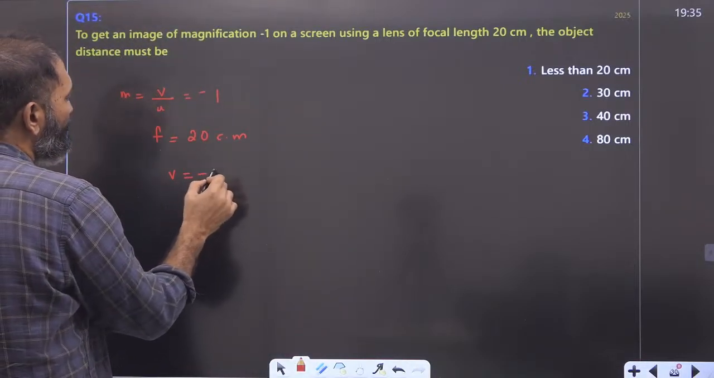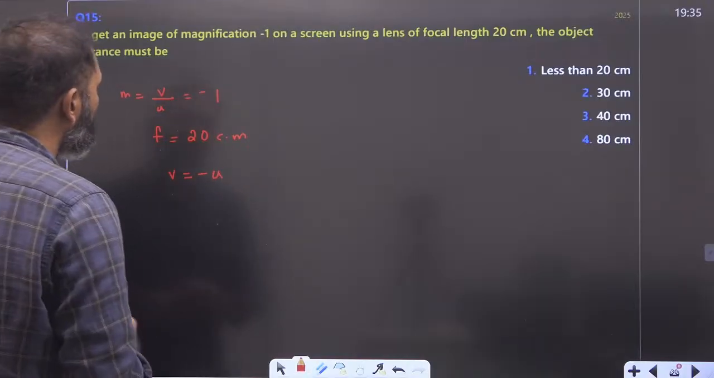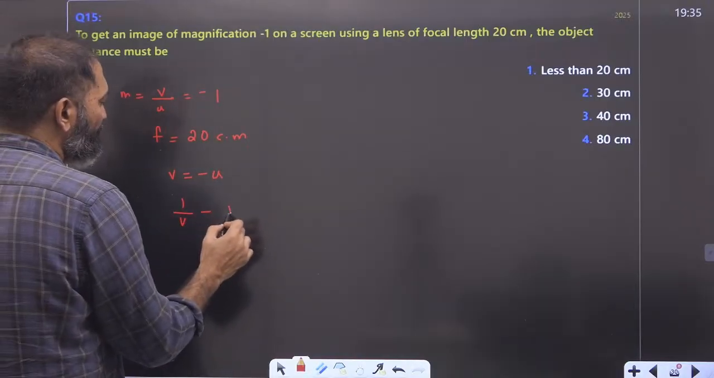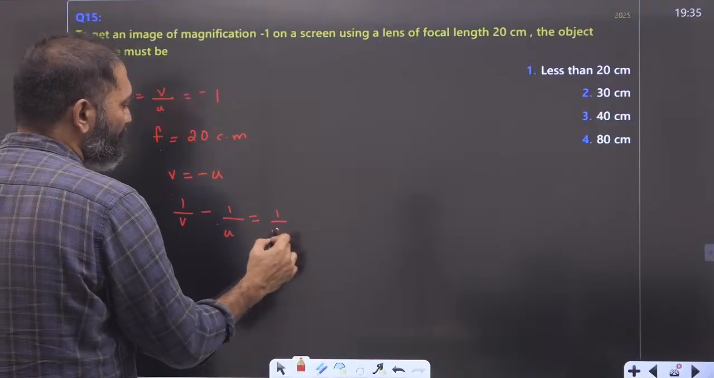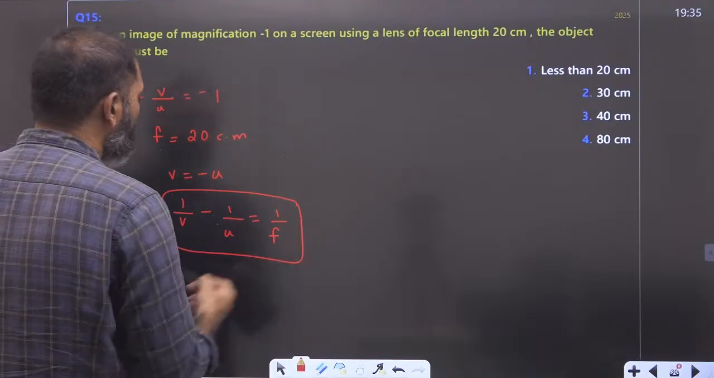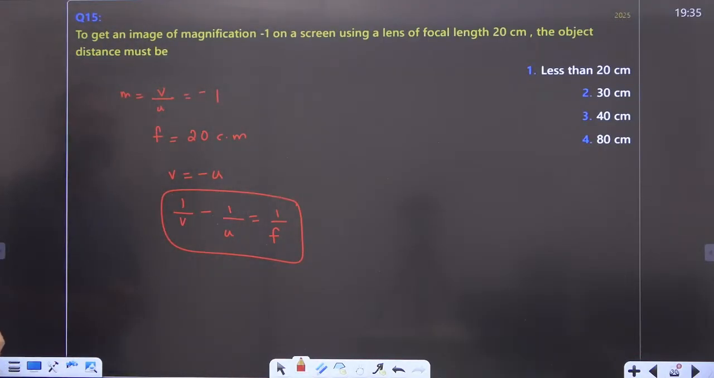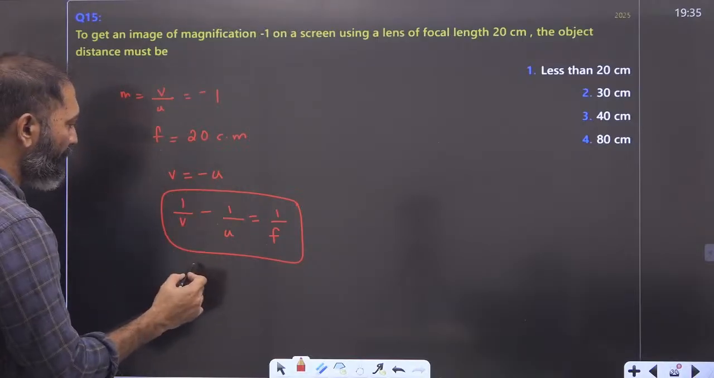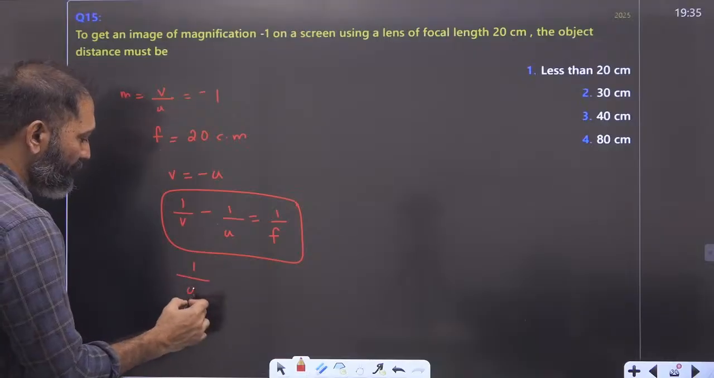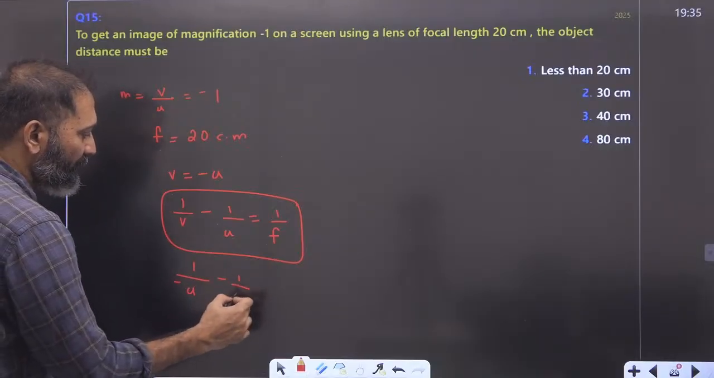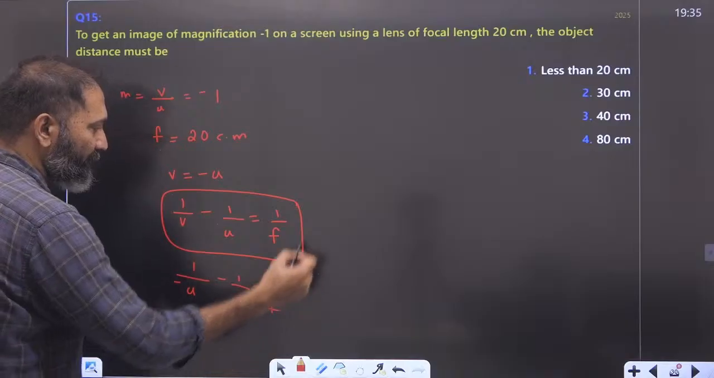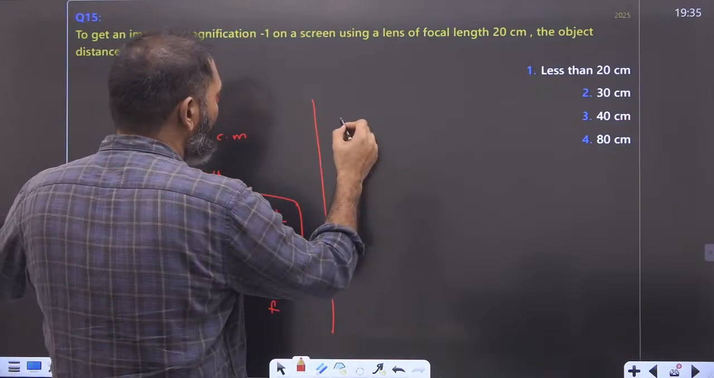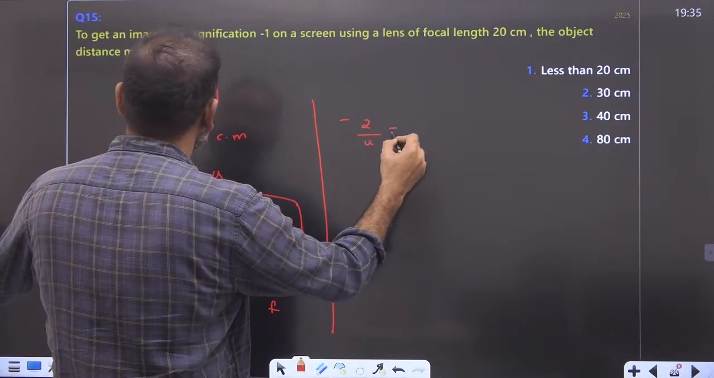v by u equal to minus 1, so v equal to minus u. What is the thin lens formula? 1 by v minus 1 by u equal to 1 by f. This is the lens formula. So they are asking for object distance. What is v? Minus u. So 1 by minus u minus 1 by u is equal to 1 by f. So minus 2 by u is equal to 1 by f.